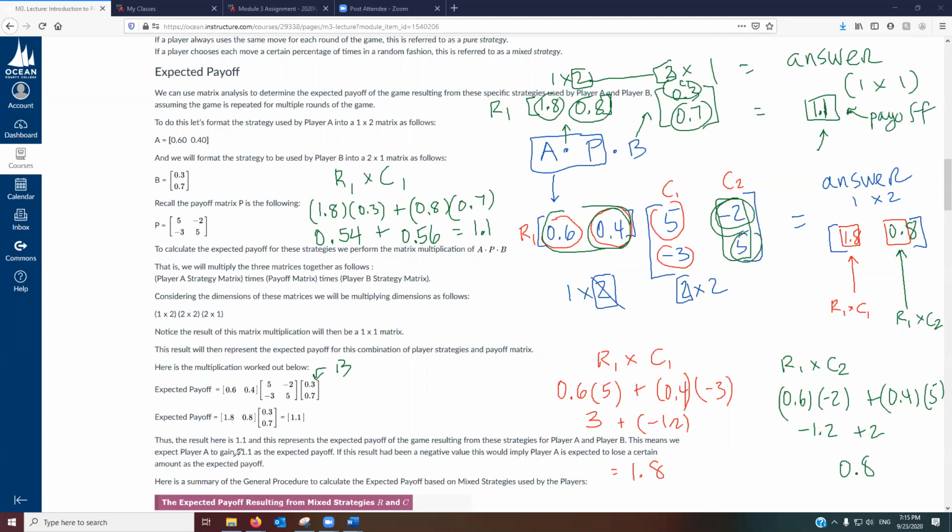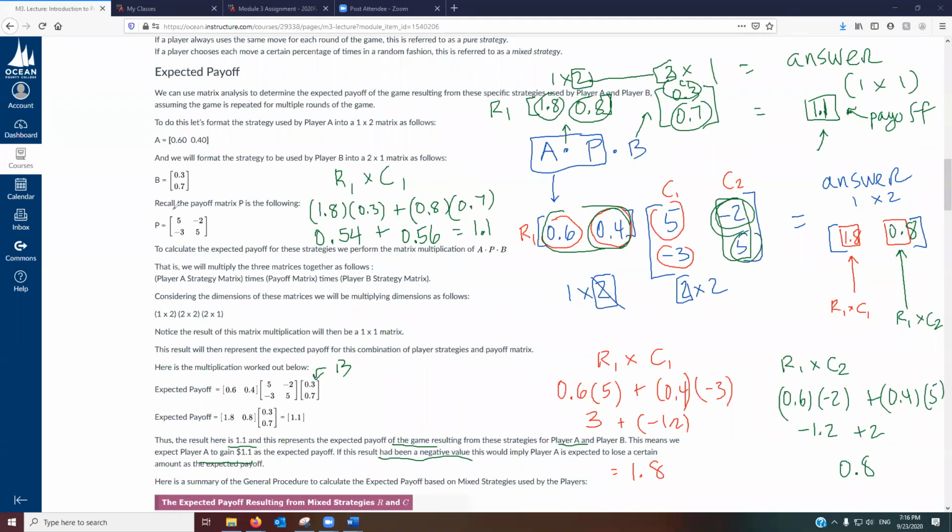What does that mean? Well, when we get 1.1 as an answer, it's the expected payoff based on these strategies. It really means player A should win $1.10 as an expected payoff. That means player A is really going to profit from this game. If we had come up with a negative number, that would mean player A would lose. And of course, that would mean player B would win. So a positive payoff means player A is going to come out ahead. A negative number means player A is going to end up losing in this particular game.